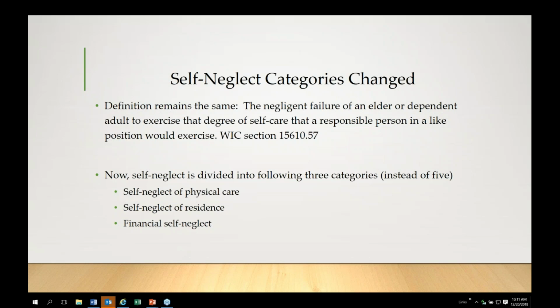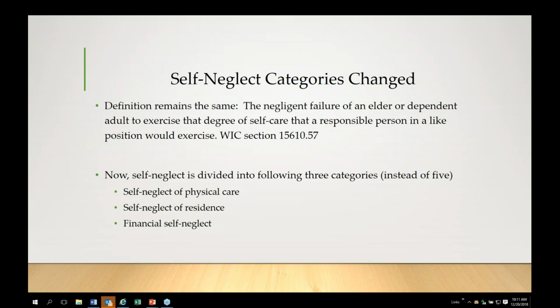One of the big changes for you is that the self-neglect categories have changed. Now, the definition of self-neglect is going to remain exactly the same as it has always been. That WIC code section has not changed. However, we found that the general public doesn't understand things like health and safety involving both broken ramps and suicide attempts. That didn't make any sense to folks. So we're now going to ask people to divide the different self-neglect issues into three categories.